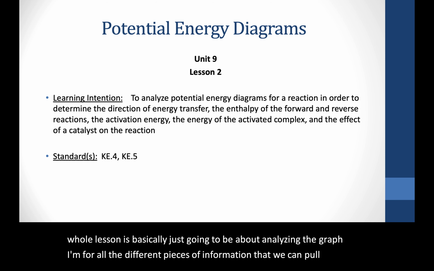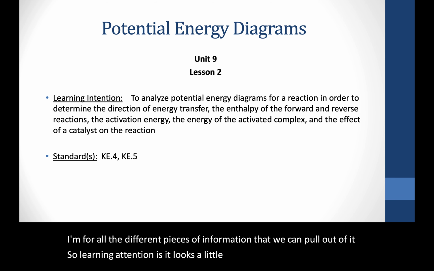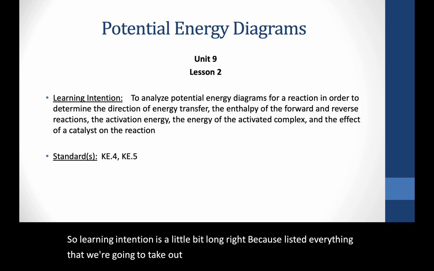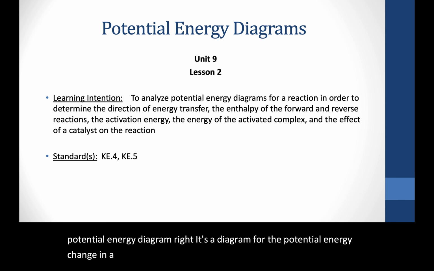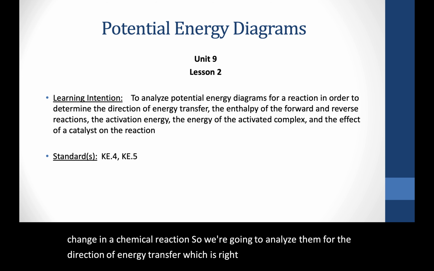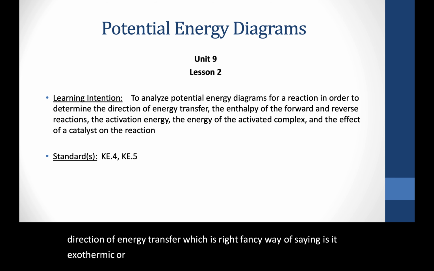So the learning intention looks a little bit long, right? Because I listed everything that we're going to take out of these potential energy diagrams. A potential energy diagram is a diagram for the potential energy change in a chemical reaction. So we're going to analyze them for the direction of energy transfer, which is a fancy way of saying, is it exothermic or endothermic, energy going out or in.